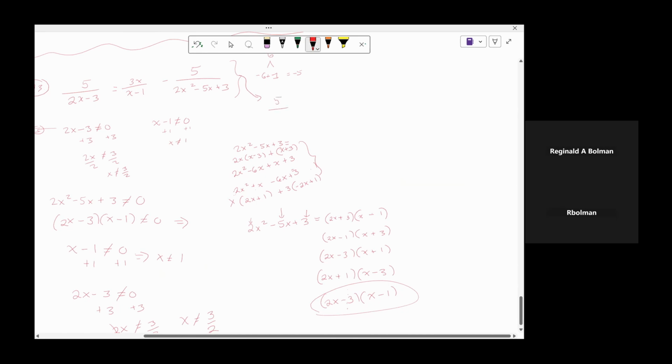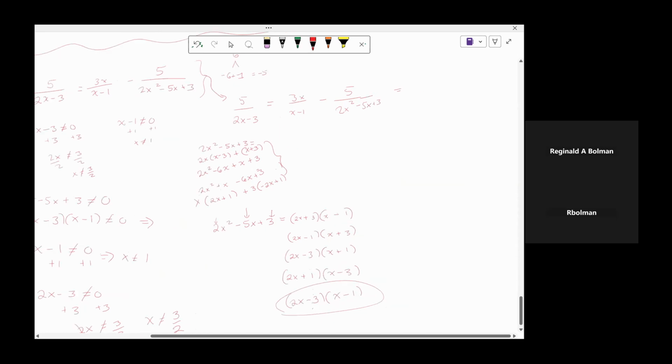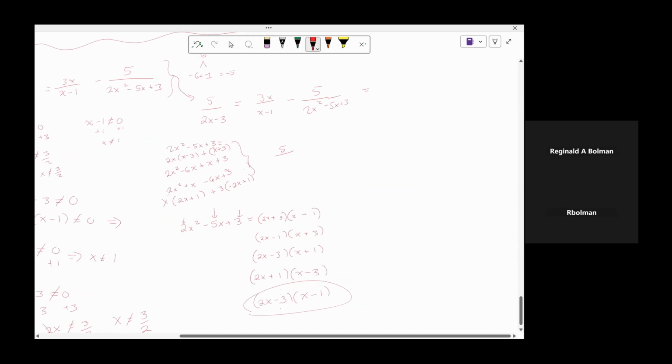But whatever the case is, now we're going to take our equation. We've got 5 over 2x minus 3, we've got 3x over x minus 1, minus 5 over 2x squared minus 5x plus 3. And what we've done is we've kind of found the factors of that last term. We know the factors are going to be 2x minus 3 and x plus 1. I'm sorry, x minus 1.